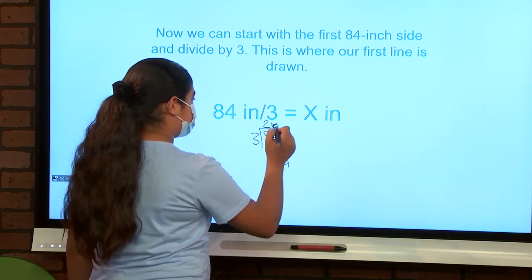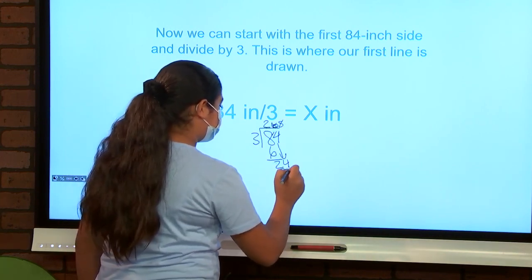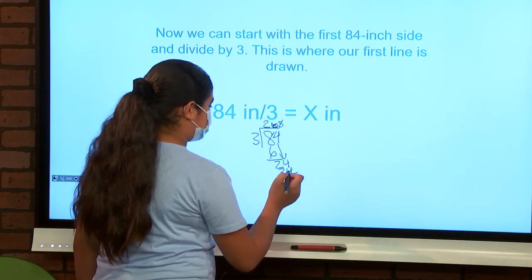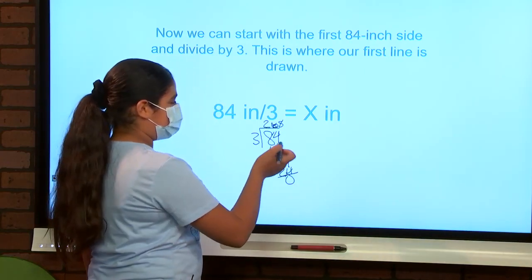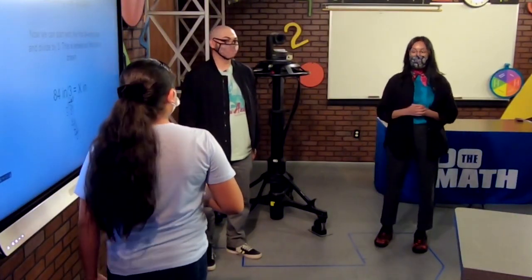This 24 can go into 3 8 times. So 8 times 3 is 24. So that would be 0. So our answer is 28. Yeah, so x equals 28. So this is where our first line is going to be drawn. You can go to the next one.